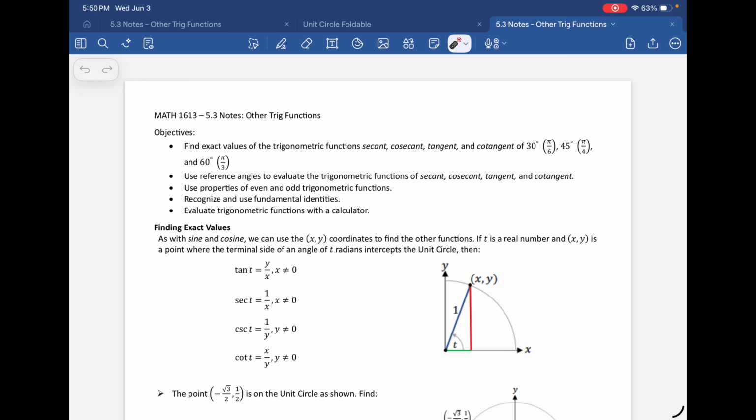We're going to use reference angles to evaluate all trig functions. Use properties of even and odd trig functions. Recognize and use fundamental identities. And then evaluate trig functions on a calculator.